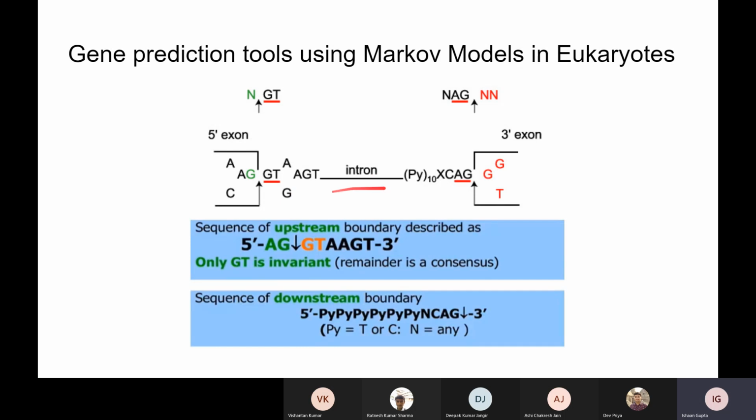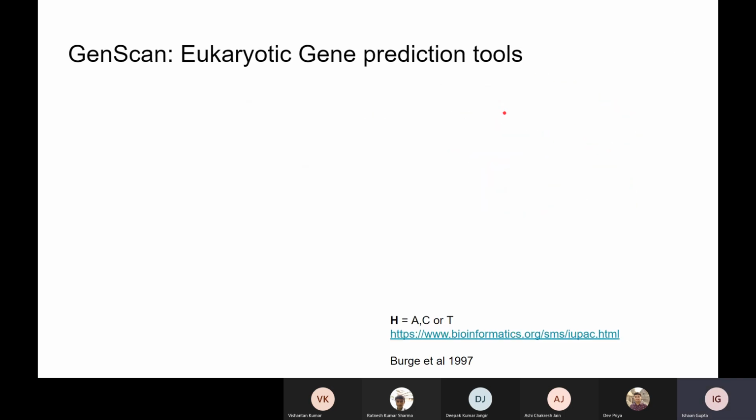Then you have an intron sequence, and then you have the 3' acceptor site, which is going to have a stretch of pyrimidines, 10 pyrimidines, followed by an X, followed by a CAG. This CAG could also be replaced by an NAG, right? Where N means any letter. And then this is followed by a G. All right, so you can see that this definition becomes slightly more complicated.